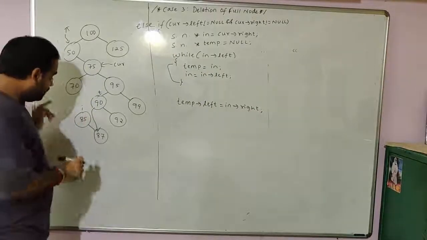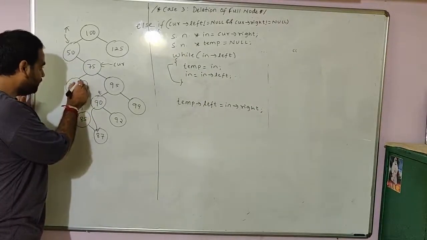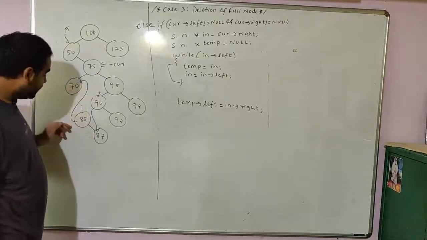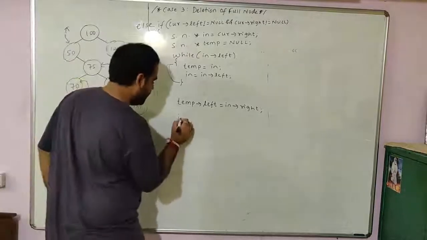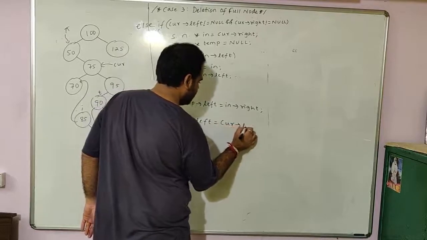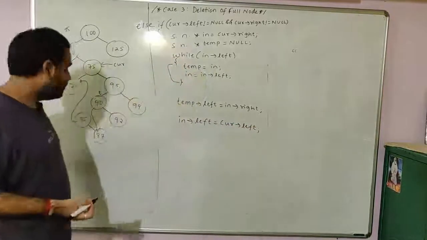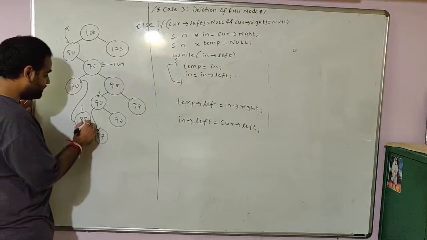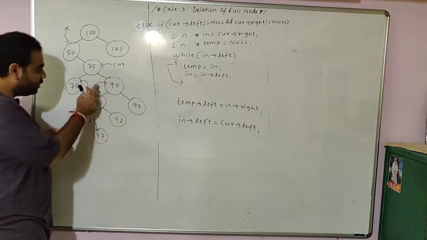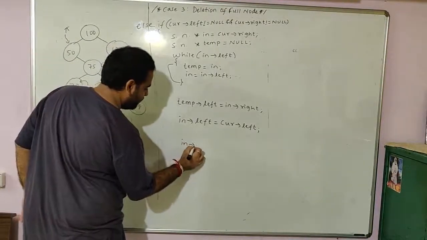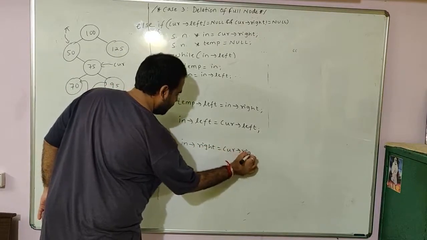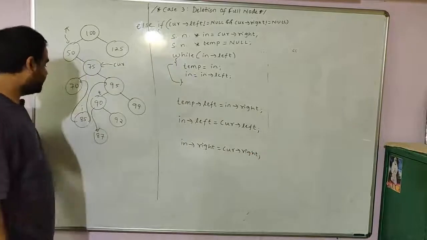Is that okay? Now, this in-order arrow left should be pointing to 70. And how do you get 70? You say current arrow left. Therefore, in-order arrow left equal to current arrow left. That is what I write. Is it okay? And what should be the right child of 85? The right child of 85 should be 95. And how do you get 95? Current arrow right. Therefore, in-order arrow right equal to current arrow right. Is it fair enough?